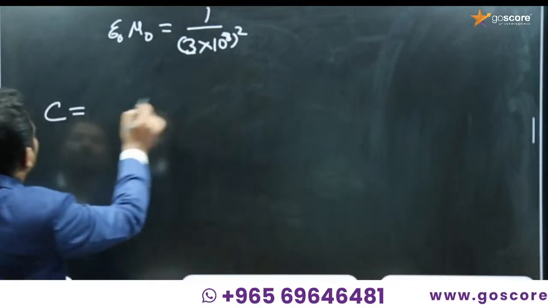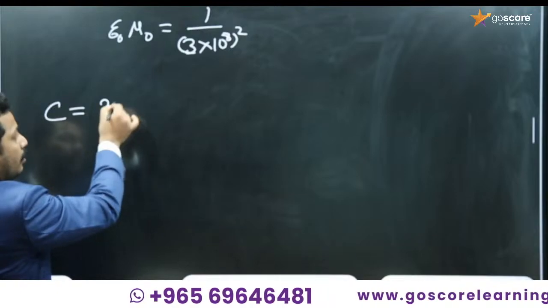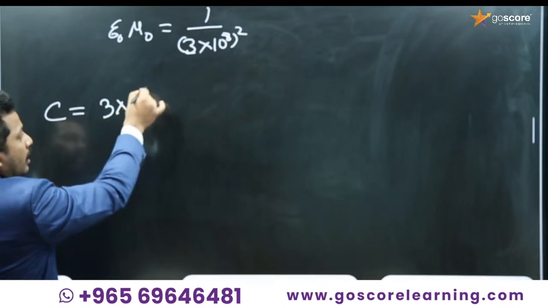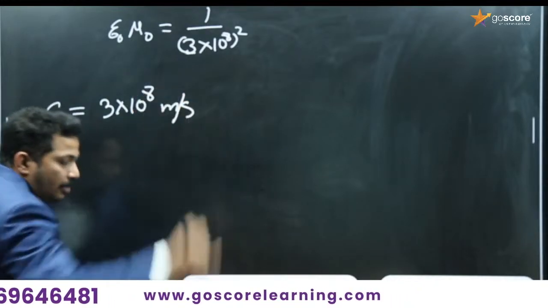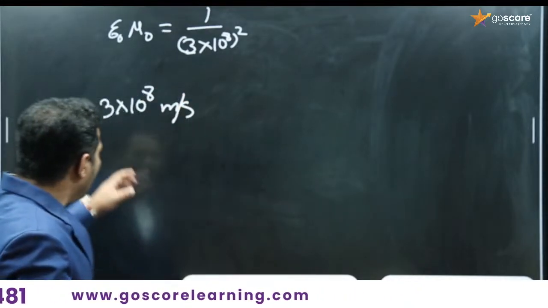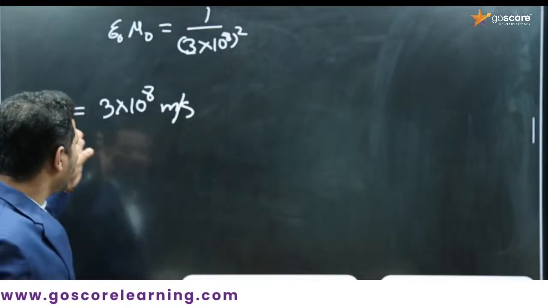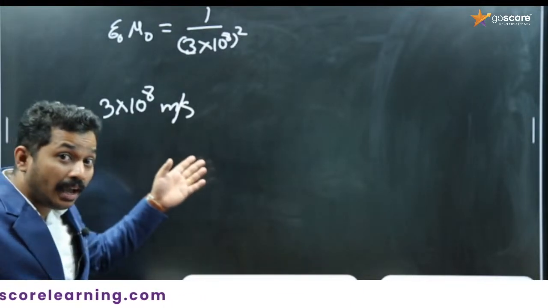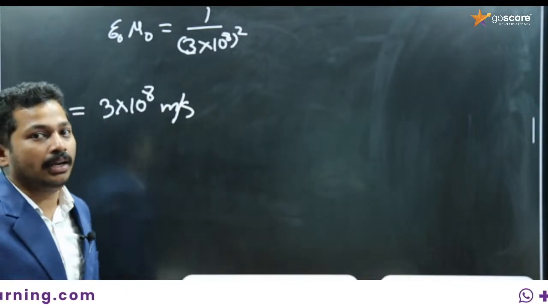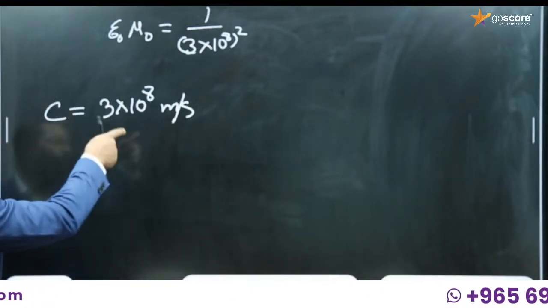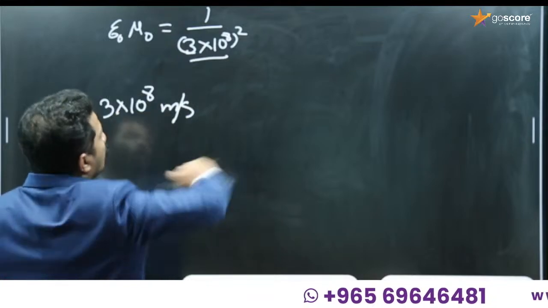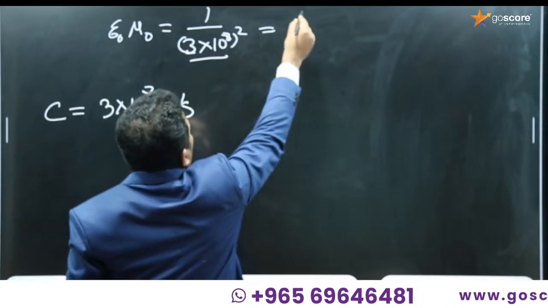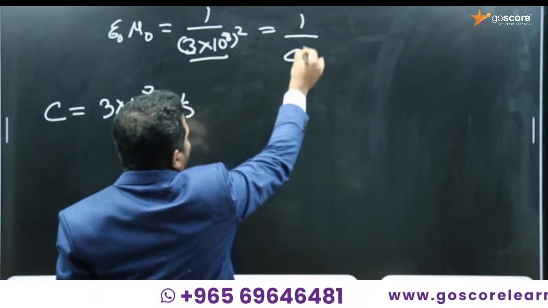So what is that value? C is equal to 3 into 10 to the power 8 meter per second. It is an approximate value. It is about 3 lakh kilometer per second. Anyway, so this is 3 into 10 to the power 8, right? So we can simply write it like 1 by c.